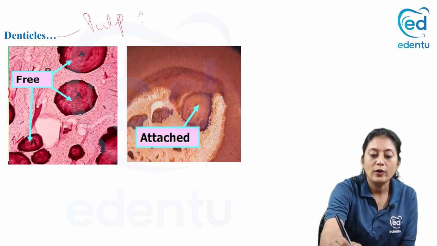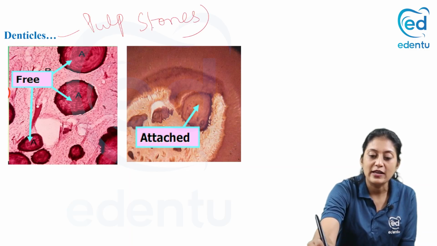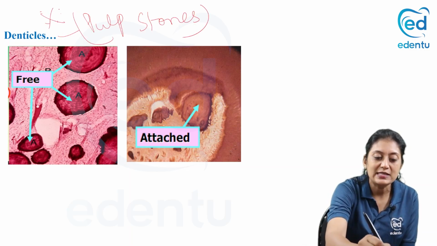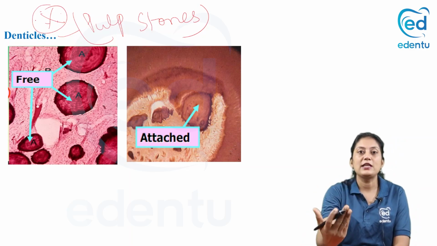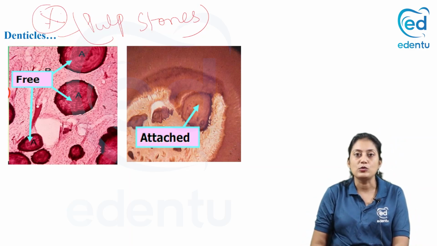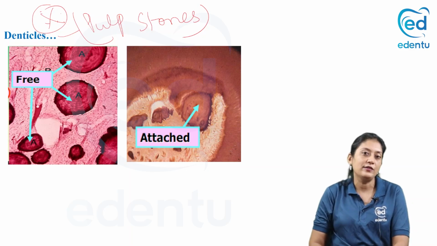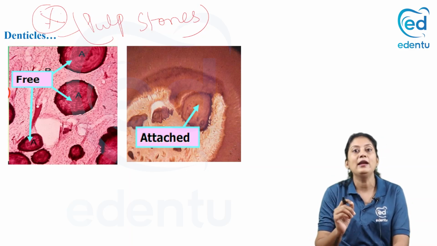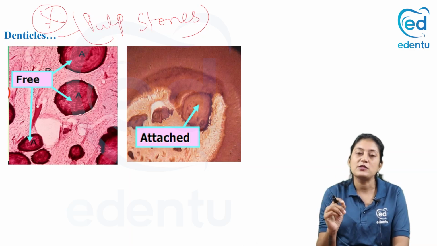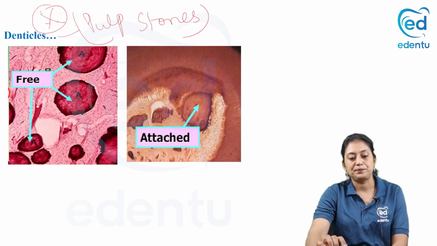So you have to know the other names. It is very, very important, because in the questions and in the options, sometimes the synonyms or the alternate names will be used. If you are not aware of that, even though you know the answer, you will not be able to give the right answer. So always keep in your mind the alternative names and synonyms of important things. So denticles is pulp stones.